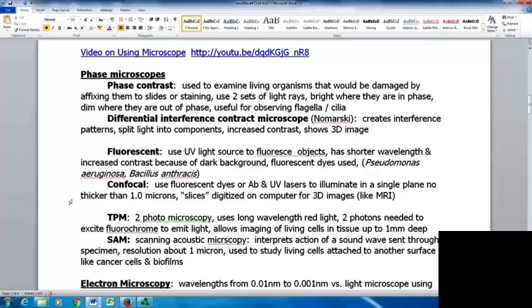Differential interference contrast microscope, or Nomarski, creates interference patterns. It splits the light into its components. Increased contrast is shown, and then it will show a three-dimensional image.